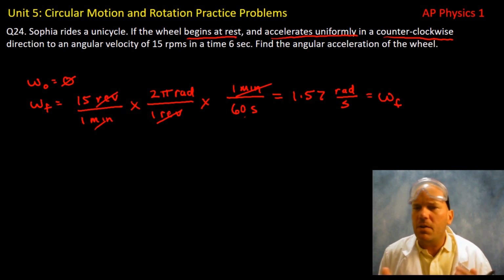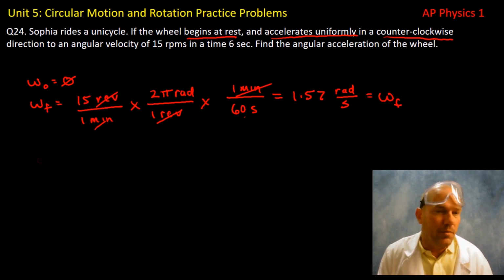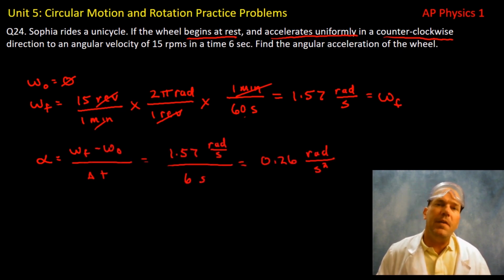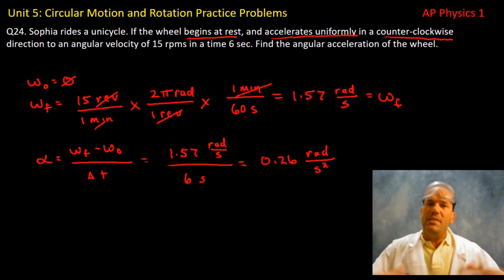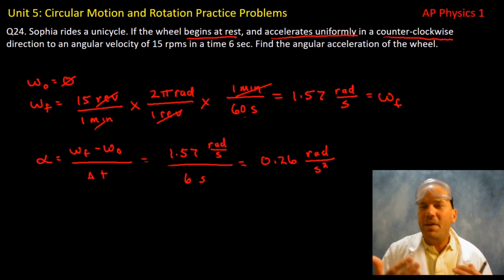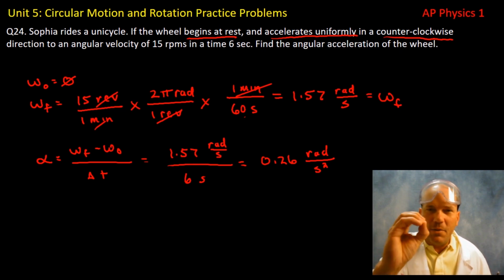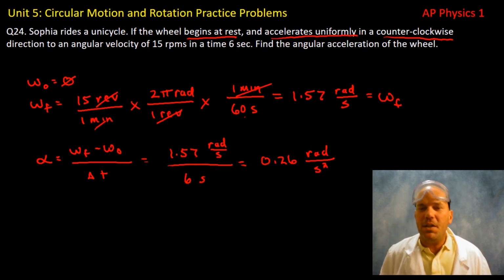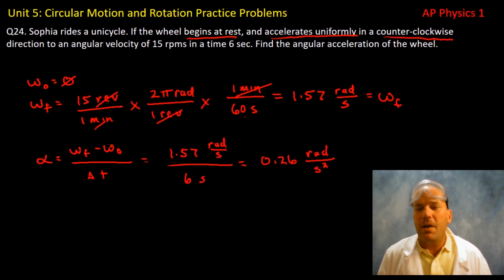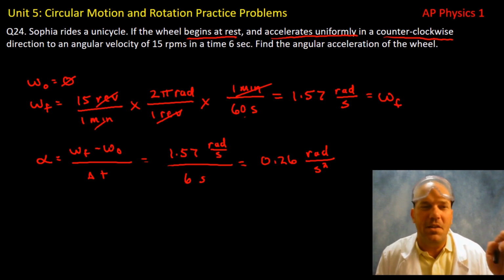All right, great. So find the angular acceleration of the wheel. So the angular acceleration is equal to the final angular velocity minus the initial angular velocity divided by the change in time. Because the wheel begins at rest, we can call omega naught 0, which means we can plug and chug and get an answer of 0.26 radians per second squared for the angular acceleration of the wheel.